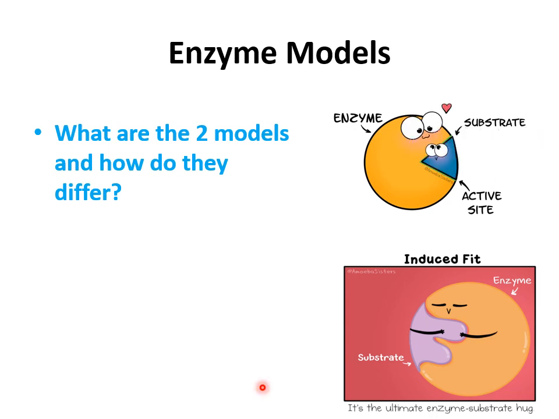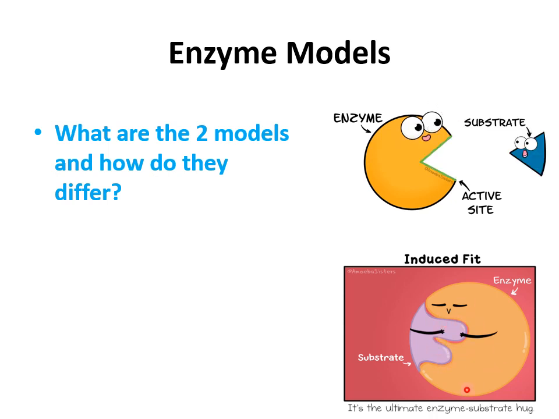There's the lock and key model, in which the active site matches the substrate perfectly, and you don't need to change anything. And then there's the induced fit model, where the active site doesn't quite match the substrate. But what happens is once the substrate binds, you then have a conformational change to cause the two of them to really fit together snugly.